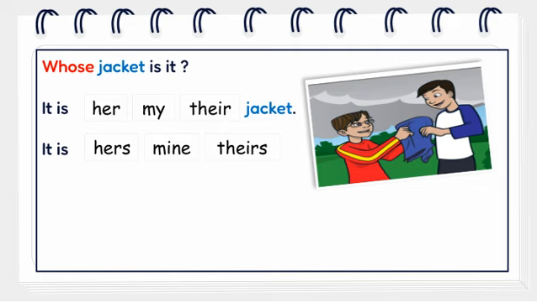Now, when we ask the question, "Whose jacket is it?" we're trying to find out who the owner is. The answer depends on the context and the pronoun we choose. For example, if the jacket belongs to me, we say, "It is my jacket." If it belongs to her, we say, "It is her jacket." Notice how the pronoun changes depending on who owns the item. These small words are essential for clear communication about possession.